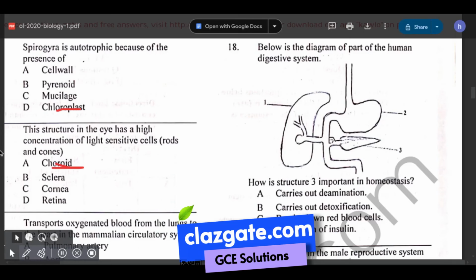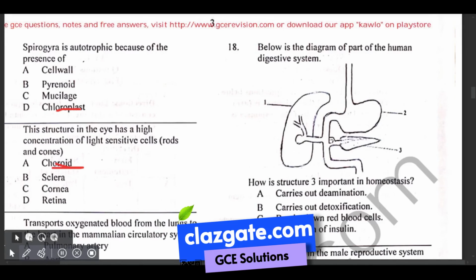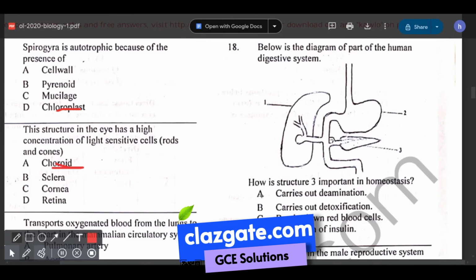So what the pancreas helps to do is deamination, the deamination of proteins. Deamination of proteins is a process where amino groups are removed from amino acids. So the correct answer is deamination, and the answer to question number 18 is A, deamination.